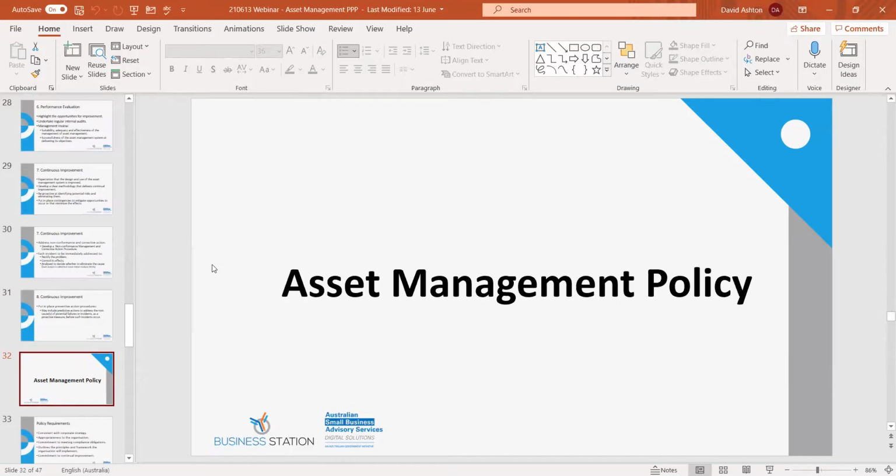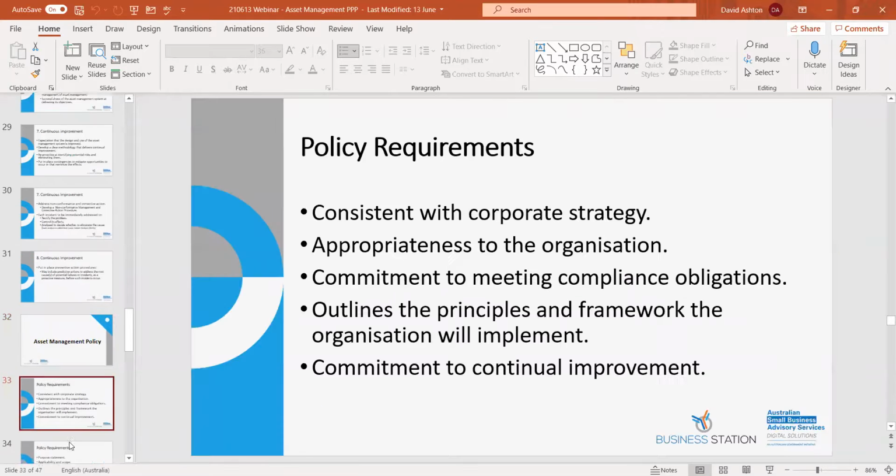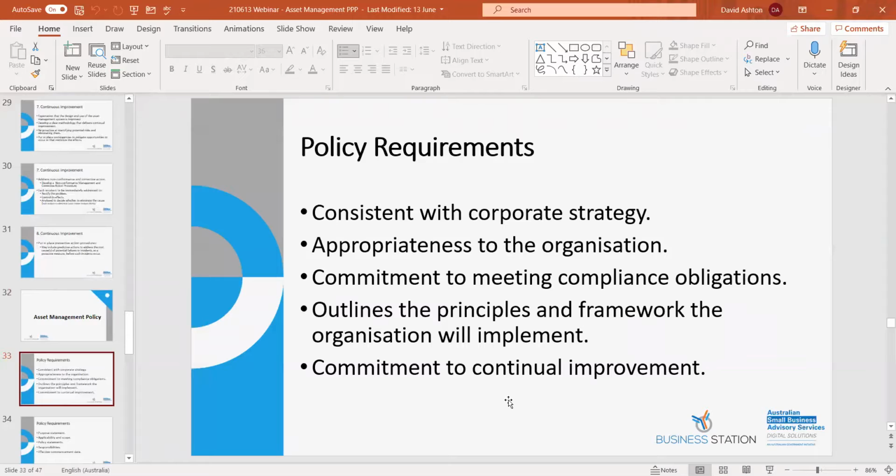So we're just going to touch on here the asset management policy. So, a one or two page statement of intent, high level. It's got to be consistent with your corporate strategy. It's got to be appropriate to the organisation and its context. You must have in the policy a commitment to meeting compliance obligations. You have to outline the principles and frameworks the organisation will implement, and you also have to make a clear statement of commitment to continuous improvement.